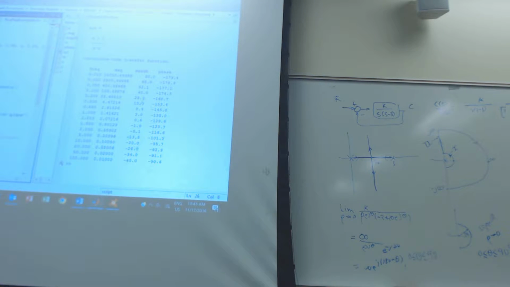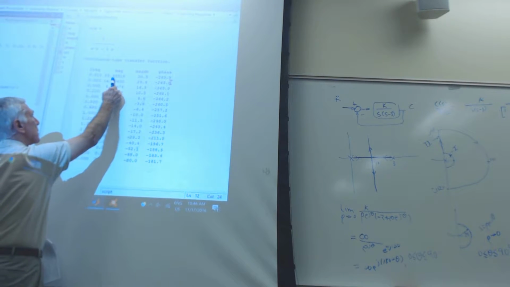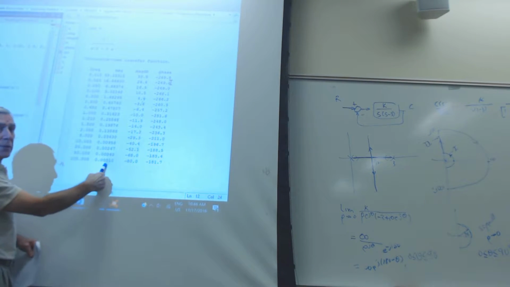That was example 1. And so here we have numerator 1, denominator s squared minus 3s. I execute that and look at the frequency response. So here's the frequency response. You see that it starts at very low frequencies. The magnitude is large relative to these other values here.